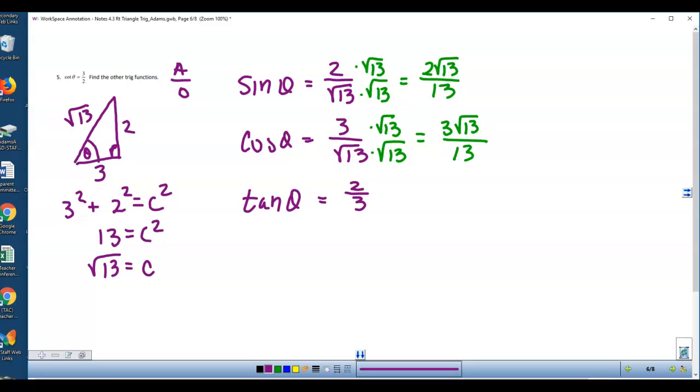So sine, then we would do cosecant of theta, and cosecant, remember, is the reciprocal, and so I want to go back to the one where the radical was in the bottom to begin with. So when I invert it and get its reciprocal, I don't have to rationalize again. And then cosine would be with secant, going back to where the radical's in the bottom, is just going to be square root of 13 over 3. And cotan we already had over here, so we don't need to calculate that. So that's finding the other trig ratios.